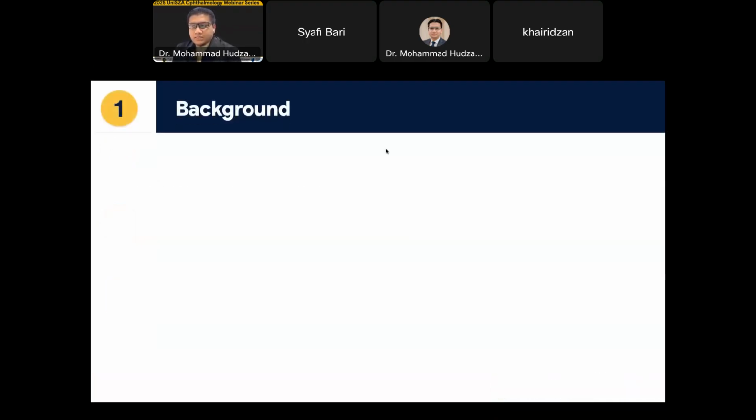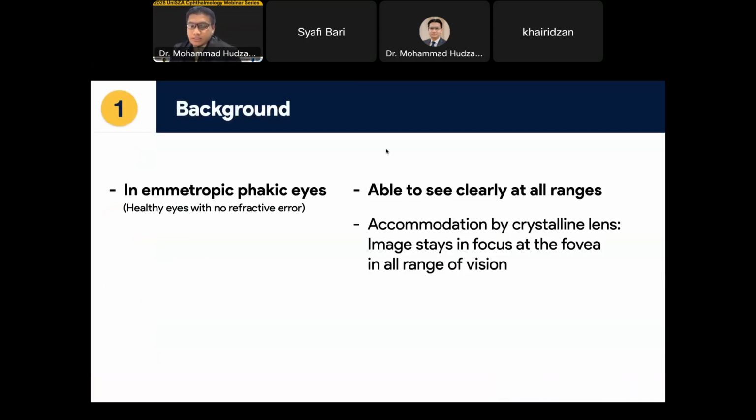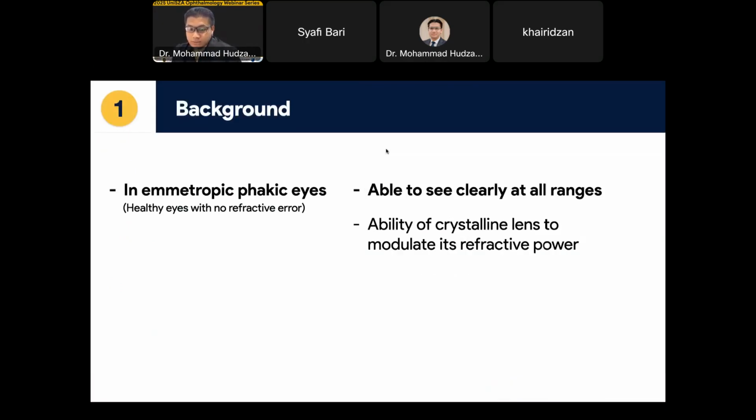So the first thing, as a background: in normal emmetropic phakic eyes, healthy eyes with no refractive error at all, these eyes are able to see clearly at all ranges. This is due to the accommodation of the crystalline lens. The image stays in focus at the fovea in all ranges of vision, whether distance, intermediate, or near. So everything is always in focus. This is due to the ability of the crystalline lens to modulate its refractive power. That's why we can see at all ranges of vision.